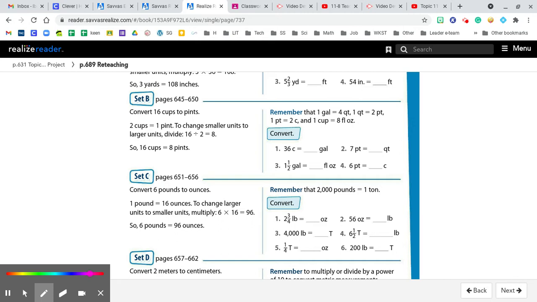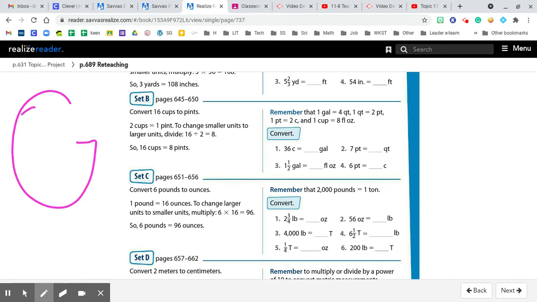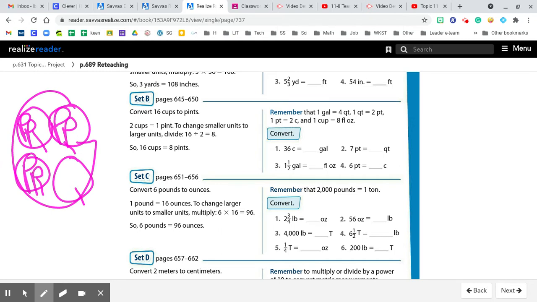So 36 cups, how many cups are in a gallon? So in 1 gallon, remember our big G here? You can write this and put that on your data chart. We make a big G. We put for a gallon. We have 4 quarts, 2 pints in each quart, 2 cups in each pint, if you need to draw that all out. So how many cups were in a gallon? So 2, 4, 6, 8, 10, 12, 14, 16. 16 cups in 1 gallon.